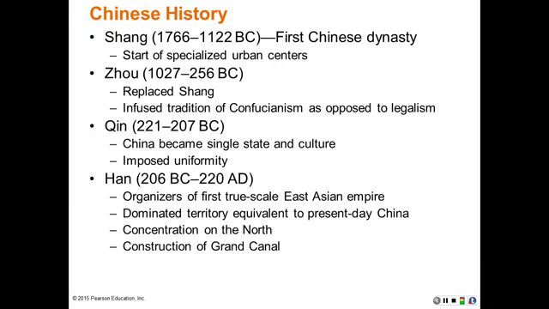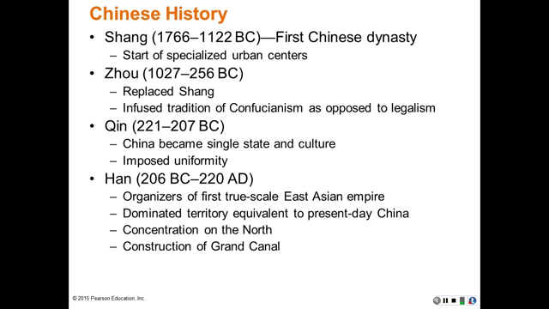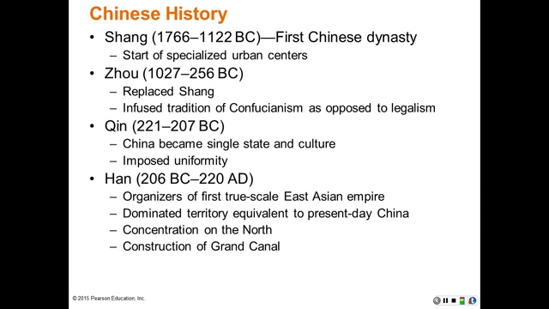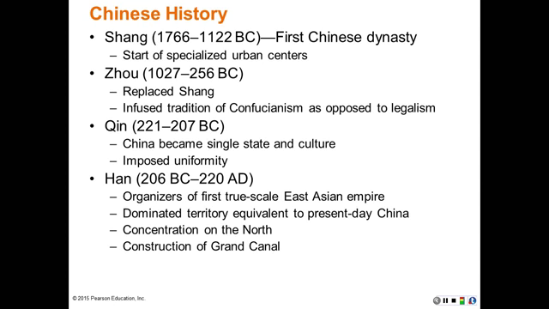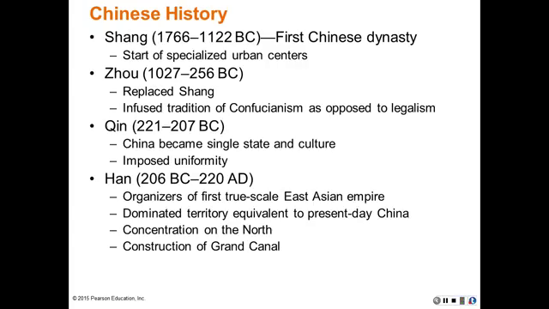And this is the dynasty that infused the tradition of Confucianism as opposed to legalism in the social moral standards of the Chinese people. Legalism tended to make laws to prevent people from committing crimes. Confucianism tried to teach personal responsibility to not commit crimes, and thereby making it a moral obligation rather than a legal obligation to be a law-abiding citizen.